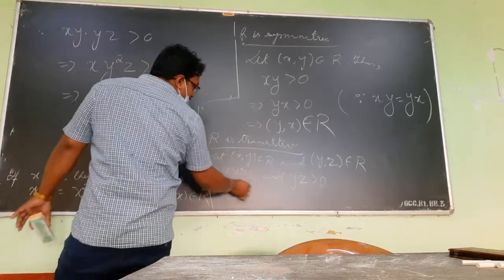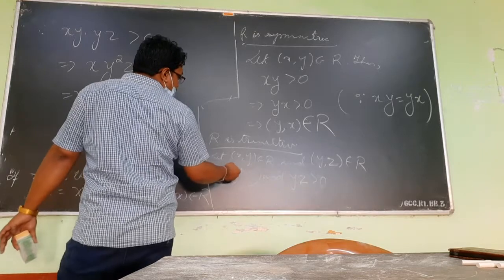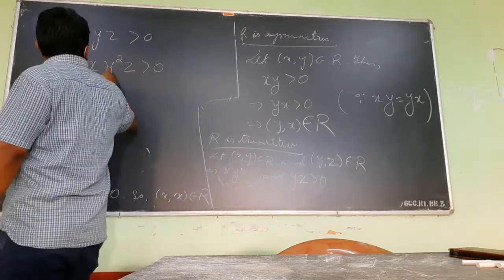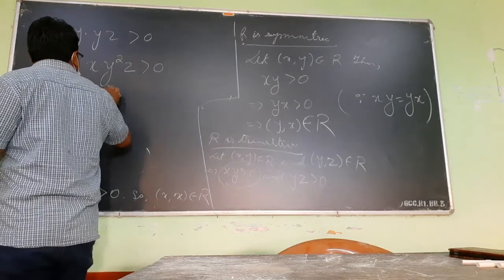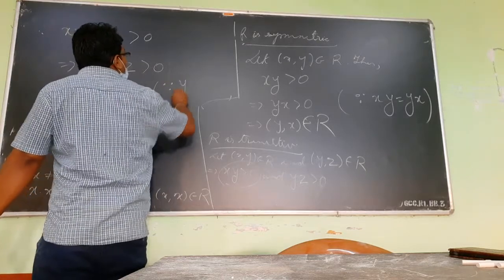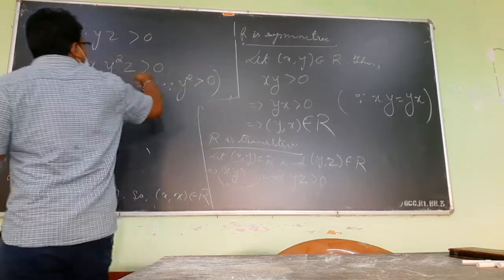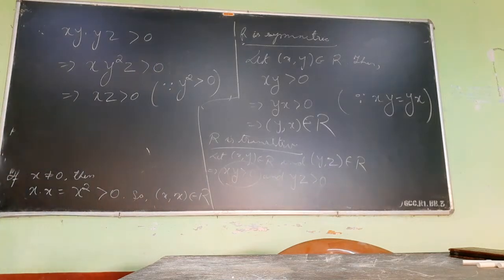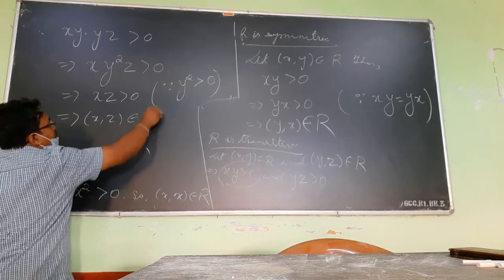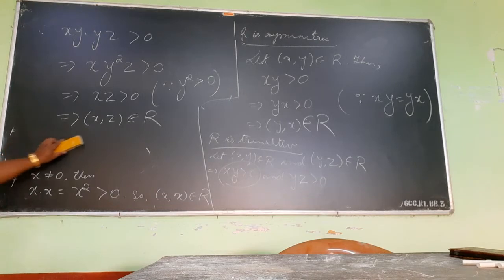Okay, but since xy is greater than 0, that means y is non-zero. Okay, so y square is always greater than 0. So xz greater than 0, since y square is positive. Okay, so we can divide the inequality by a positive quantity. y square is always positive. So from here xz is greater than 0. So (x, z) belongs to R.